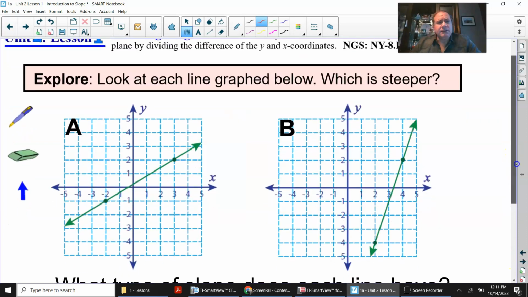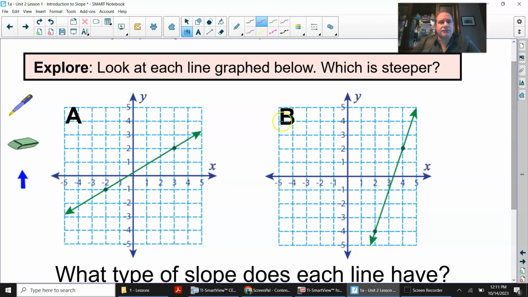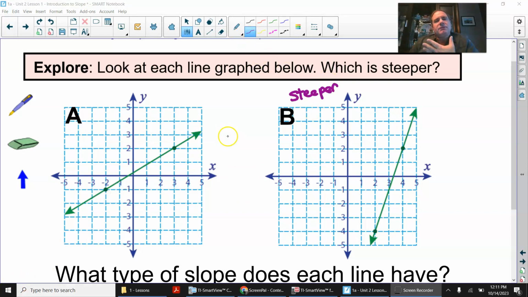That being said, let's look at each of these graphed lines. This line right here, B, is steeper, just by the looks of it. But this is how you would calculate the slope of each line. We have a point right here, and we have a point right here. These are perfect points. They are in the corner of each box, and that's very important. You didn't really have to choose the points. They were chosen for you.